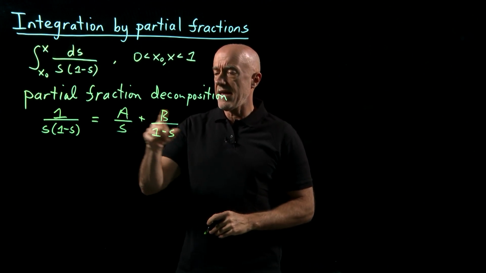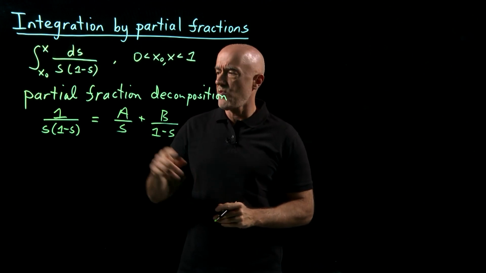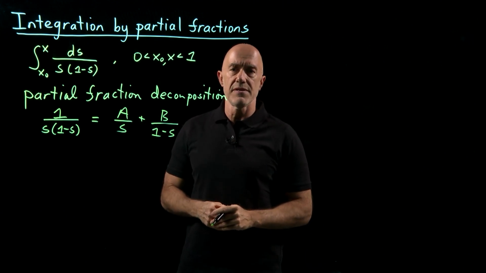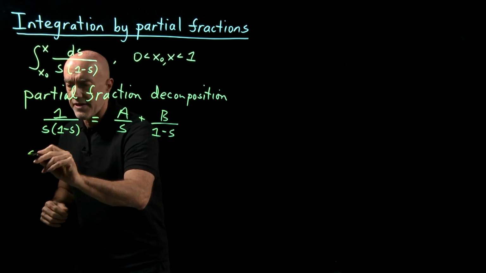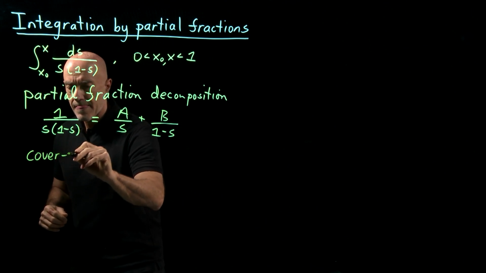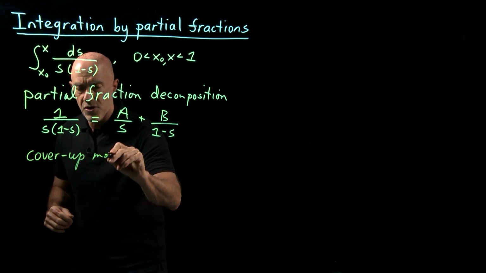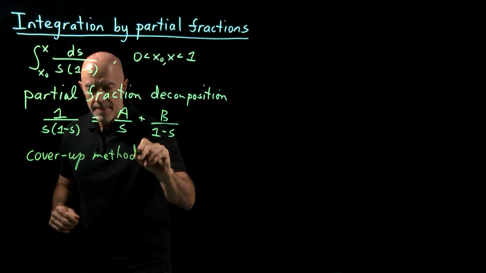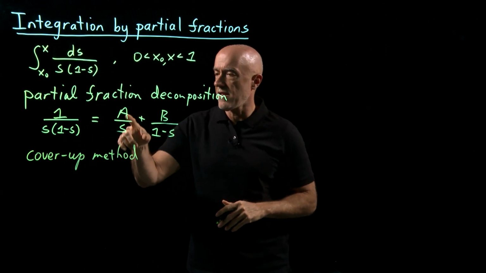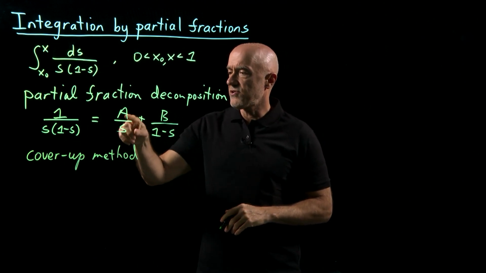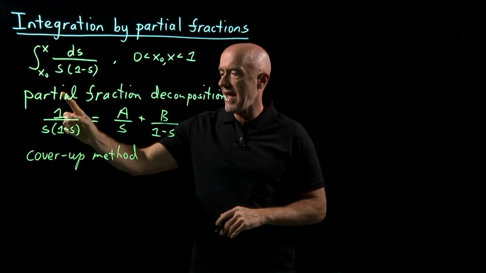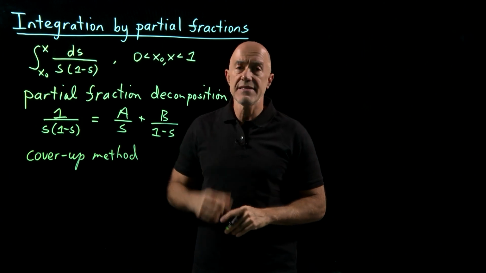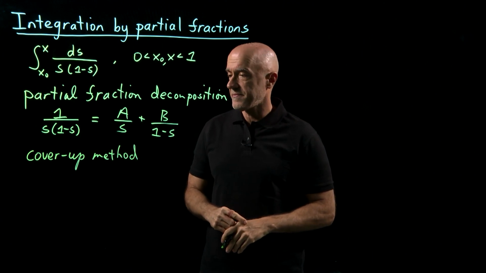We can find a and b. There are two different methods. One is to just put it under a common denominator, but there's an easier method, which is called the cover-up method, which is worth learning. So the idea is as follows. We can determine a if we multiply both sides by s and then set s equal to 0.